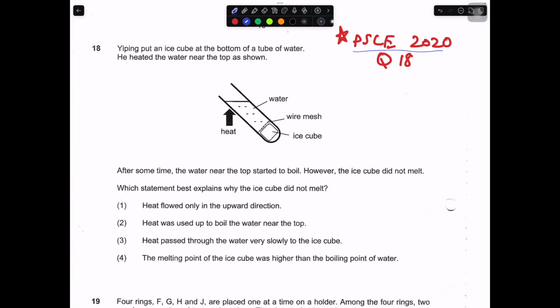I'll be going through PSLE 2020 question number 18. So Yi Ping put an ice cube at the bottom of the tube of water. He heated the water at the top. So a heat source is being applied here.